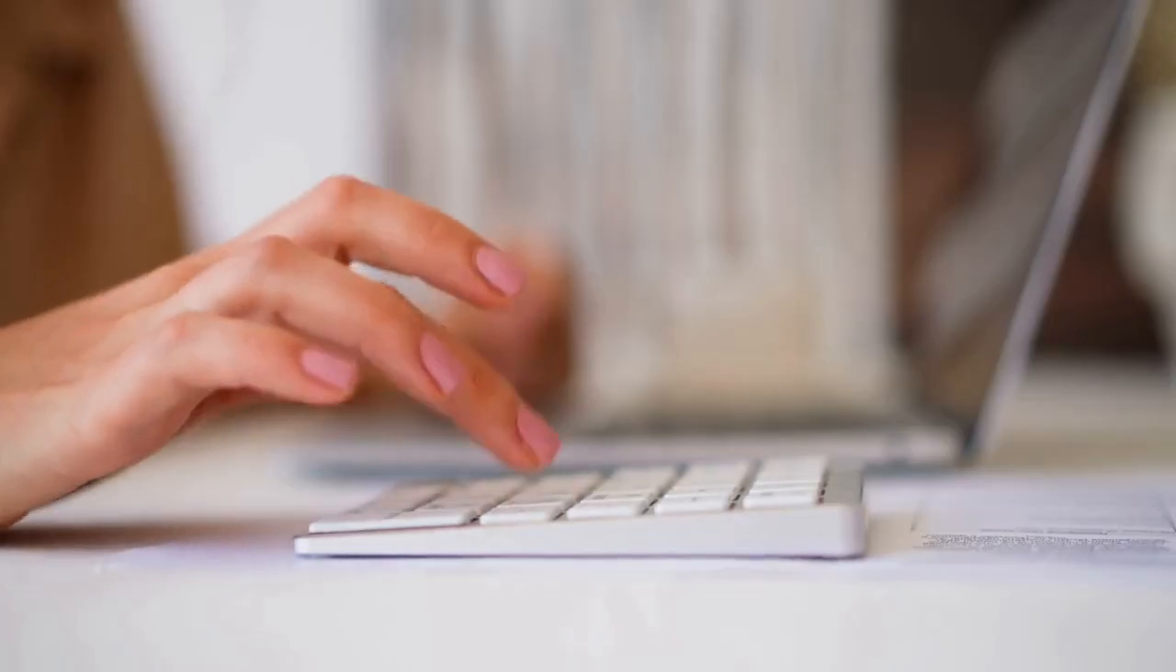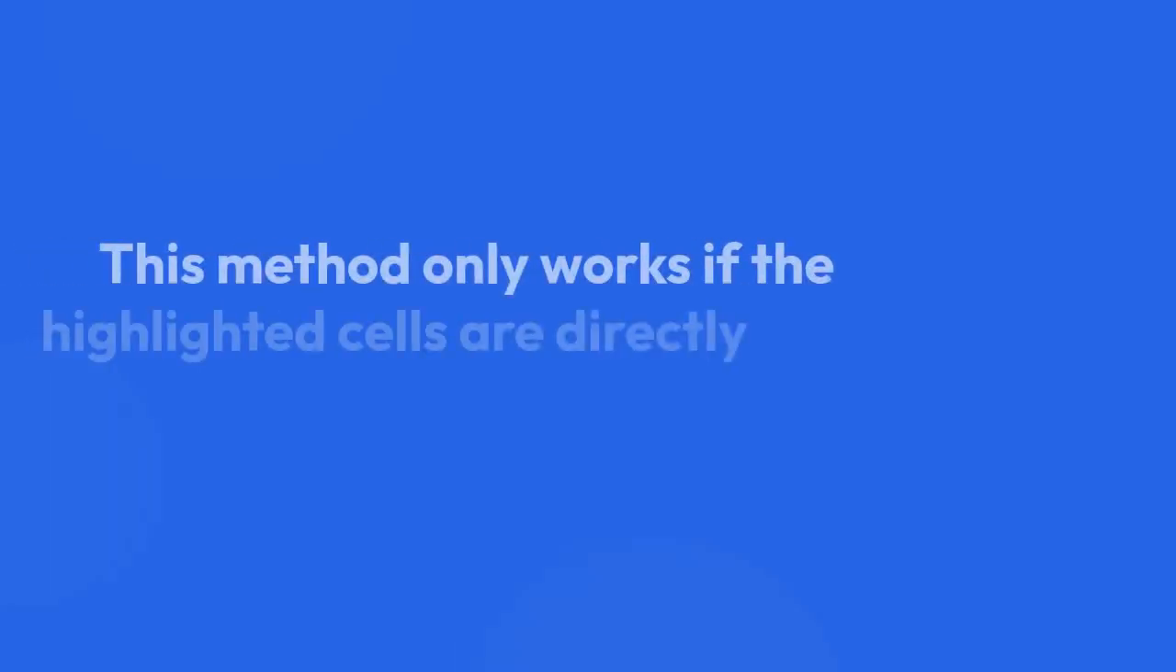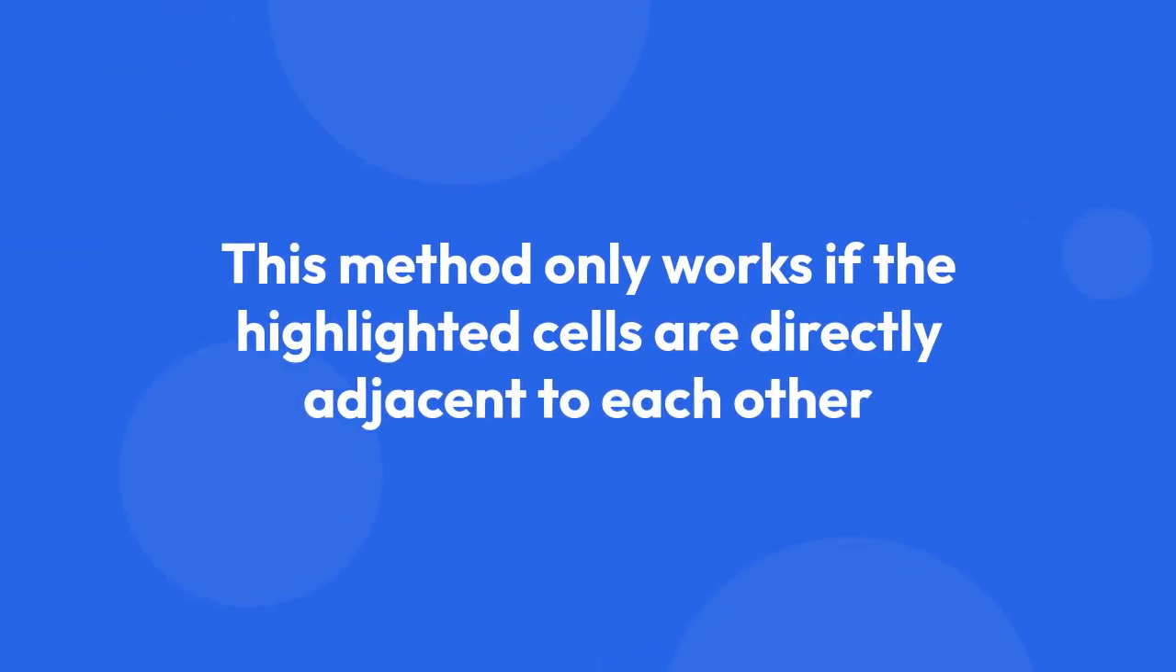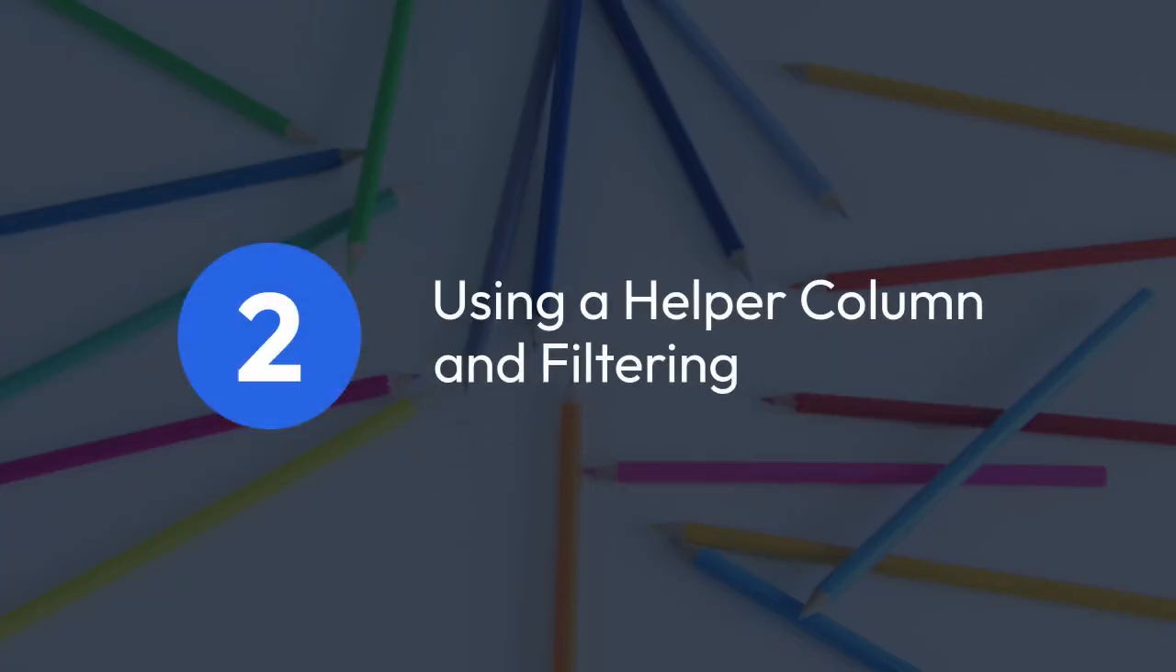You can simply press the Delete key to remove them. Remember, this method only works if the highlighted cells are directly adjacent to each other, without any blank cells interrupting. If they are scattered, you'll need another approach.